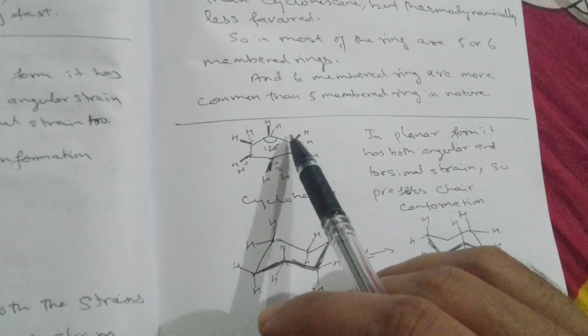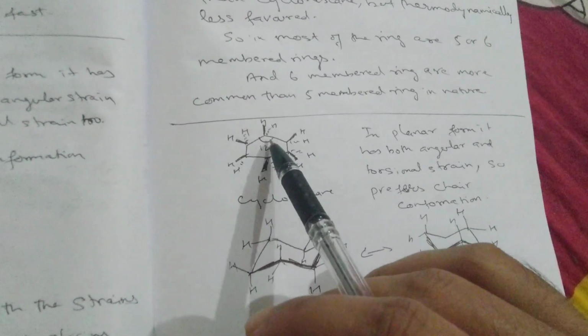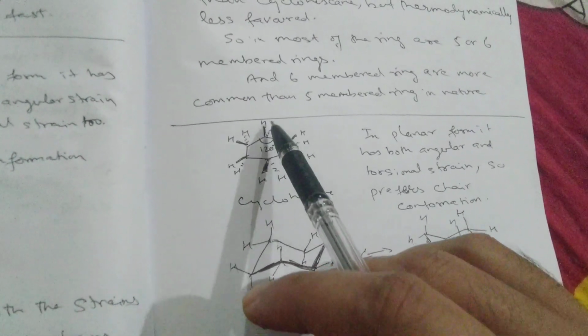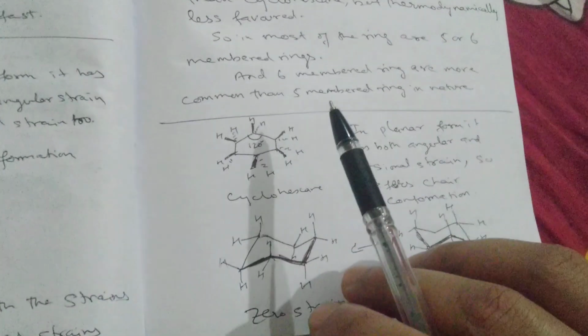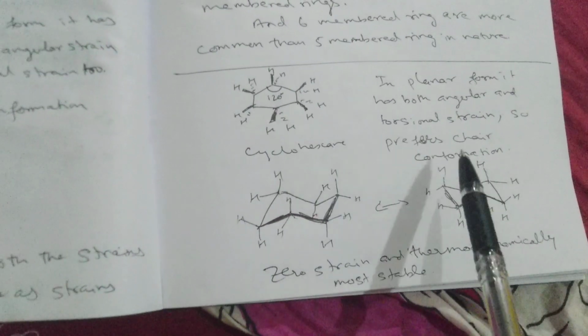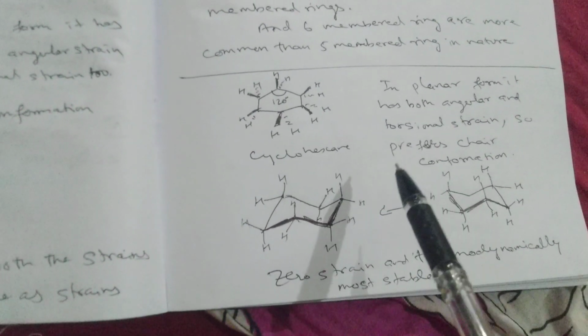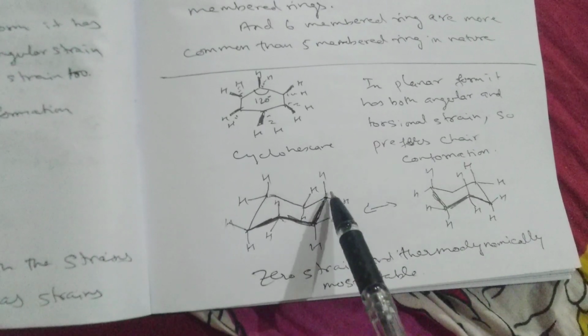Now all this sp3 hybridized, the angle expected is 109 degrees. So 10 or 11 degrees strain and a lot of torsional strain you can see. So it never exists in a planar structure, just not possible. So it goes mostly from one chair to another chair, and we have talked about other conformations also it goes through, but basically it goes from chair to chair conformation.